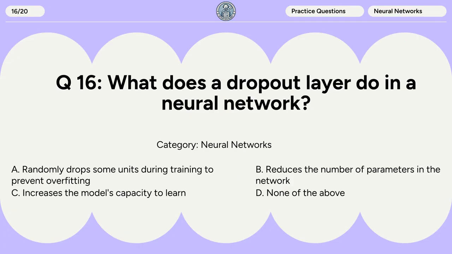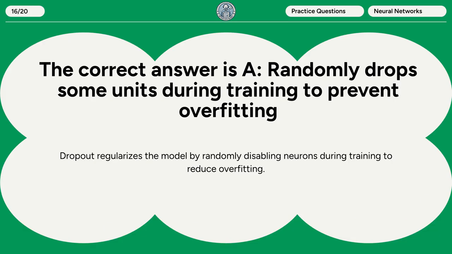Question 16. What does a dropout layer do in a neural network? A. Randomly drops some units during training to prevent overfitting. B. Reduces the number of parameters in the network. C. Increases the model's capacity to learn. D. None of the above. The correct answer is A. Randomly drops some units during training to prevent overfitting. Dropout regularizes the model by randomly disabling neurons during training to reduce overfitting.